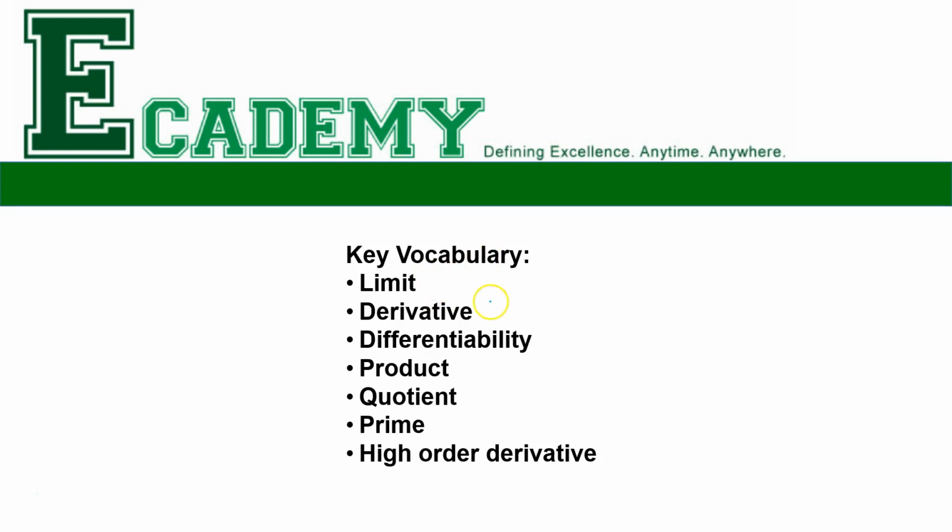Limits, we can't get away from them. Derivative, of course. Differentiability, product, quotient. Product, remember, is two things multiplied together. Quotient is two things divided. Prime, so remember we deal with f prime, and high order derivatives. So we're going to see some second derivatives, third derivatives, that kind of stuff in this video.